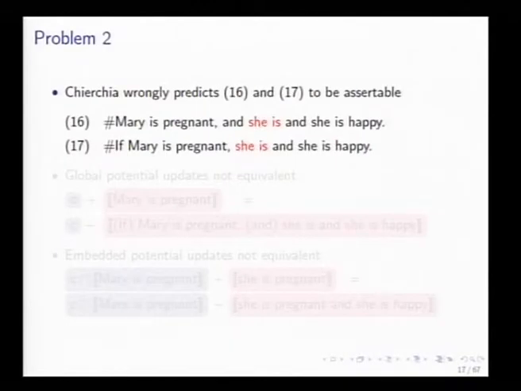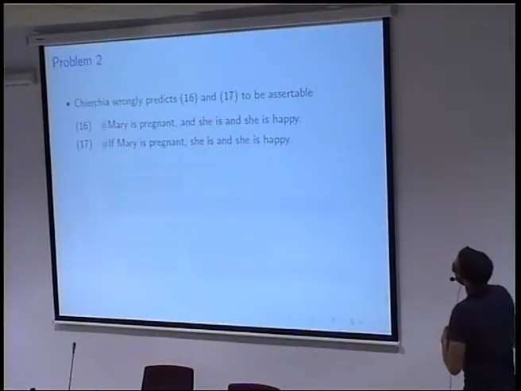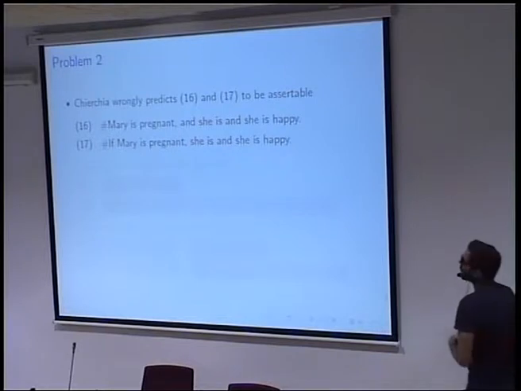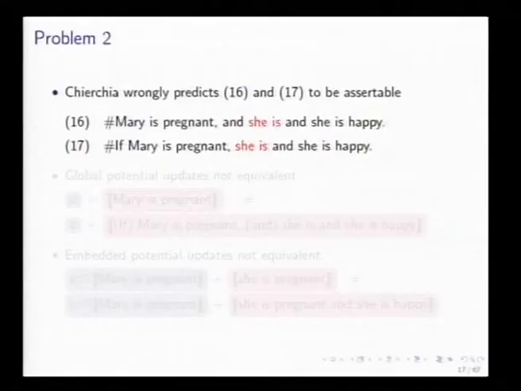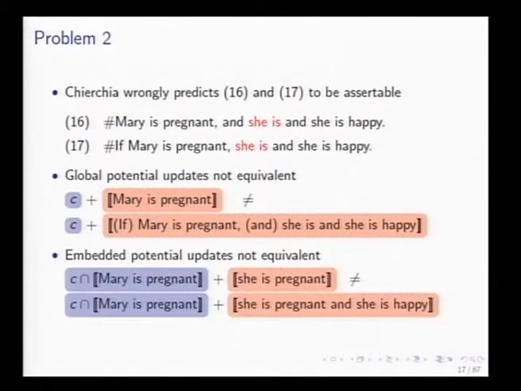The second one is that now, if we look at analogous cases with conjunction and conditionals, analogous to the disjunction case, what you can see here in 16 and 17, Mary's pregnant and she's happy, or if Mary's pregnant, she is and she's happy, they're intuitively not felicitous. However, Gennaro predicts them to be felicitous for the same reason that he predicts the disjunction case to be felicitous. So if you look at the unembedded binary operator, updating with the first argument is different from updating with the entire connective plus two arguments, and the same at the local level with the embedded conjunction. Okay.